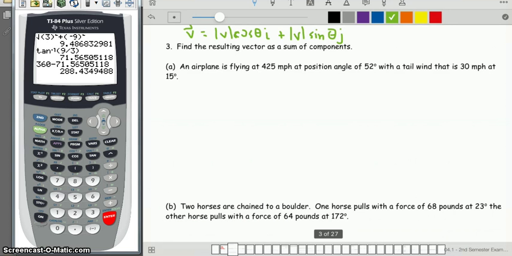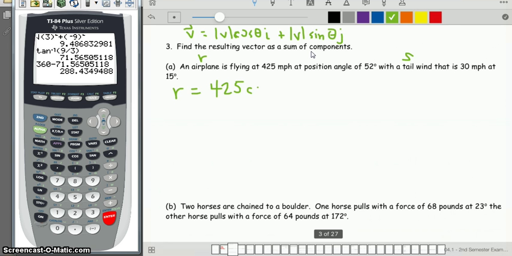For number 3, I'm going to use the formula given right there above, the magnitude of V times cosine of the angle i plus the magnitude of V times sine of the angle j. I'm going to create 2 of those. I choose to use R and S. You could use A and B if you desire. R will represent the airplane and S will represent the tailwind. So R is equal to, the magnitude is 425, also known as the speed.